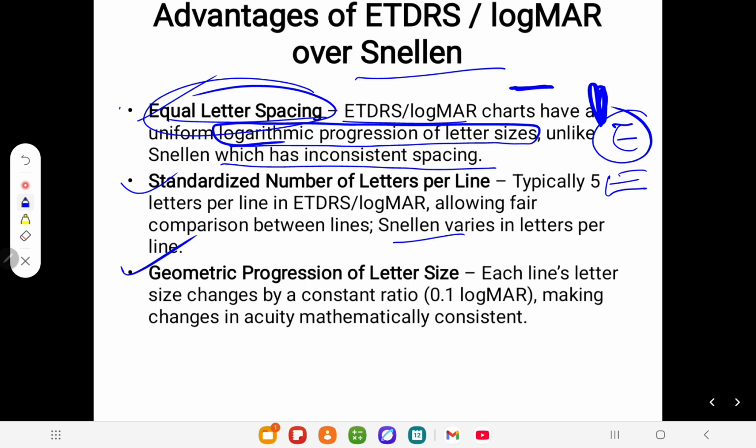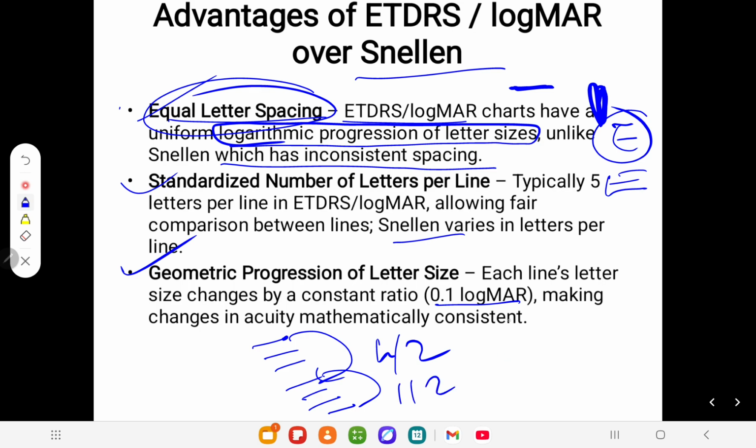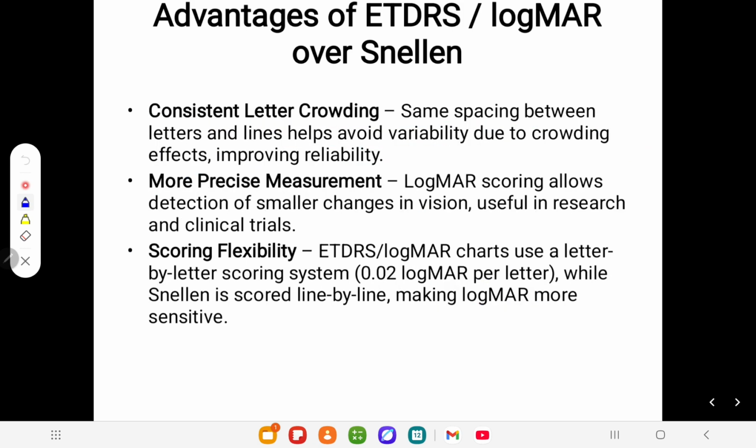Geometrical progression, that's a fantastic point. That's why we can halve the distance, isn't it? Because whenever it progresses, first line, second line, third line, fourth line, the fourth line is exactly half of the first. Fourth line, fifth, sixth, seventh line, exactly half to upper, or you can say double from lower to upper. Geometrical progression is fantastic. As for LogMAR, you have to write it in your answer sheet. Okay, so consistent letter crowding, it's not increasing like Snellen's.